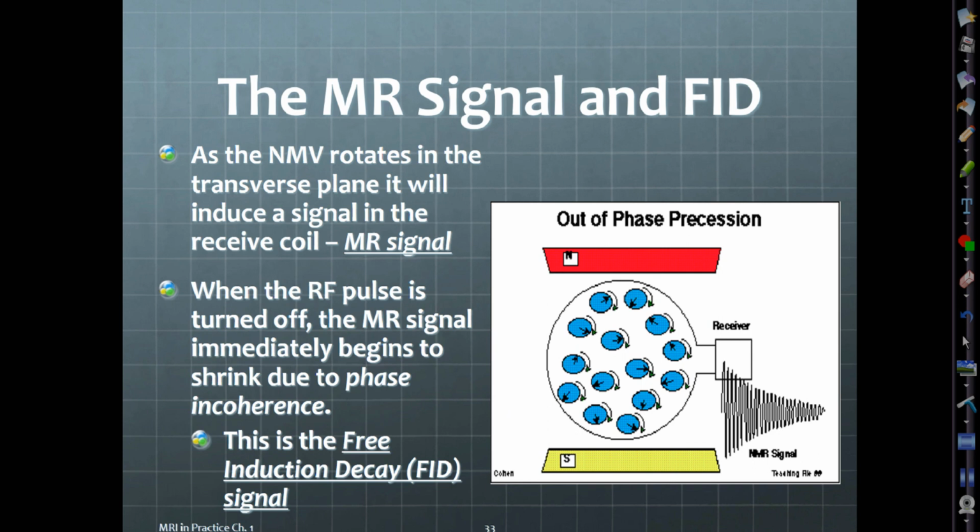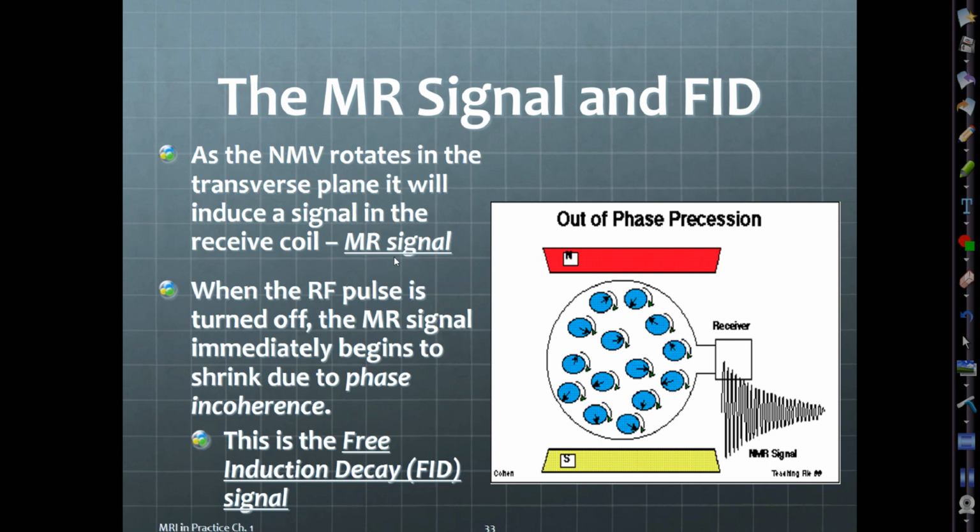So when we turn off that RF pulse, our spins are no longer going to be in phase with each other. Okay? They're going to be out of phase, or also called what? Incoherent. They're going to be incoherent. They're out of phase. And when we have spins at different phases, we start to get what we call free induction decay. Our tissues start to decay. Our signal starts to decay, meaning it starts to go down.